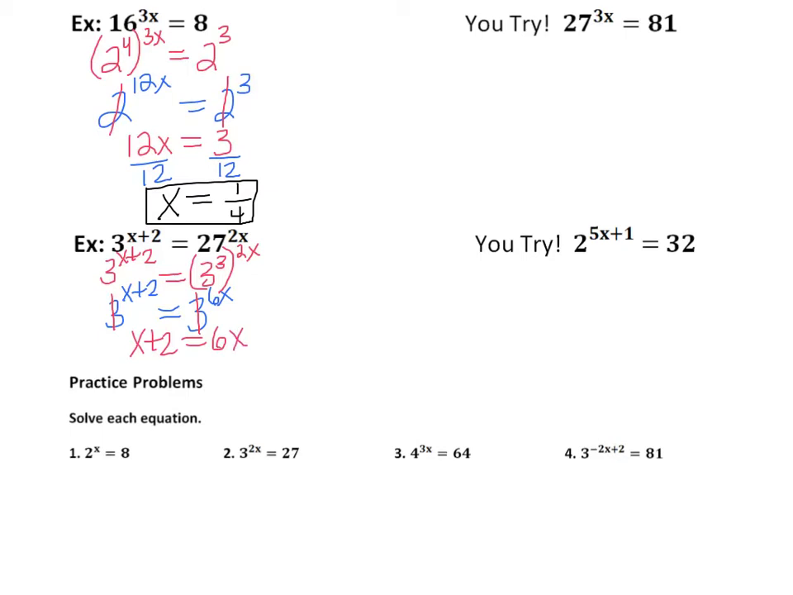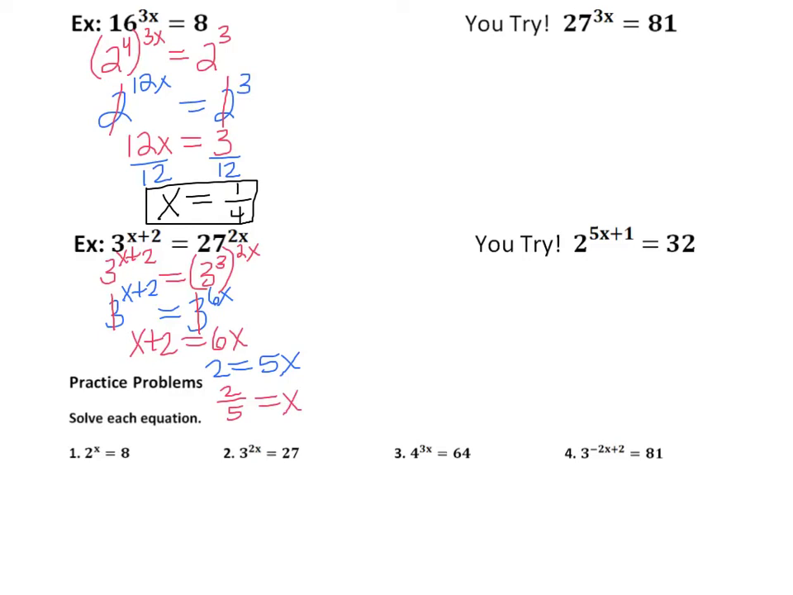And now I just need to solve for the variable. So I'm going to go ahead and bring my x's together. I'm going to subtract x on each side. So I'll get 2 is equal to 5x. And then solving for x, I'm going to divide by 5. So x is equal to 2/5.